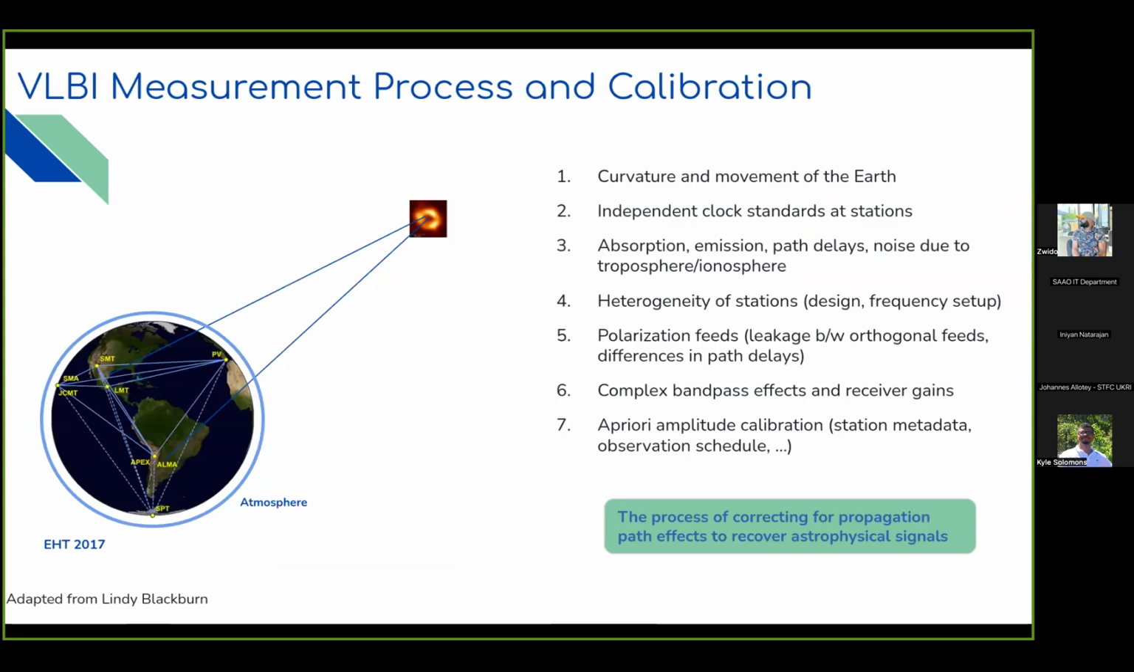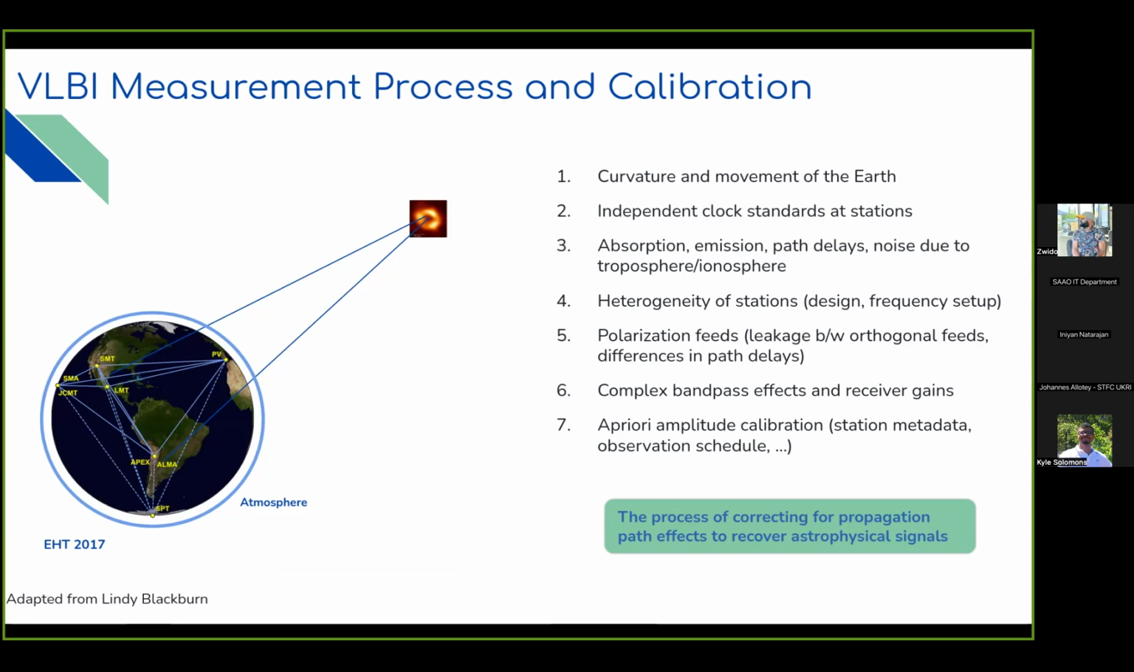A quick overview of the VLBI measurement process. It's quite similar to connected element interferometry, but there are additional factors to take care of here. The curvature and movement of the Earth itself comes into play when you start doing VLBI, when your stations are separated thousands of kilometers apart. One of the most important differences between something like the EHT and MeerKAT is that the clocks used at different stations are independent. All the MeerKAT stations are connected to each other, and they share the same clock. So when it's a certain time at one station, it's the same time at a different telescope. That's not necessarily the case with VLBI.